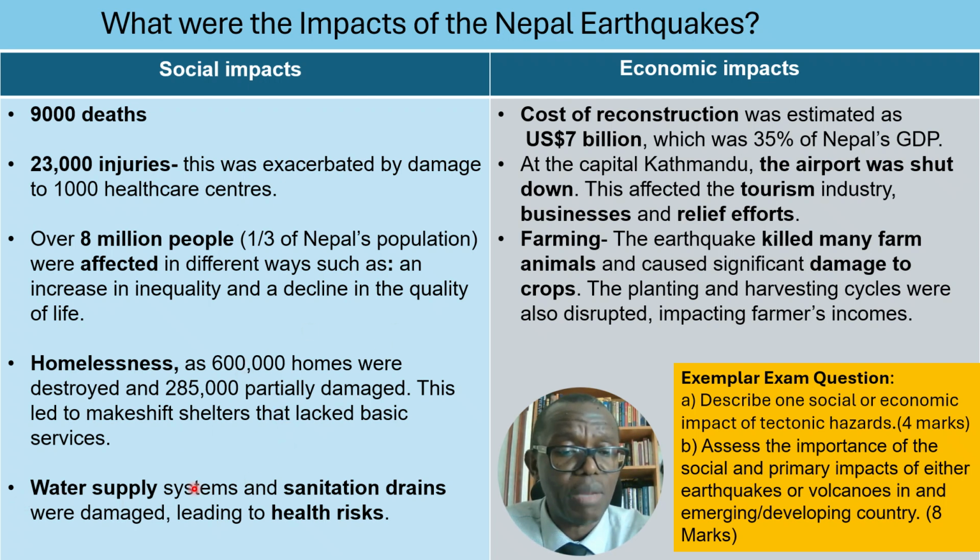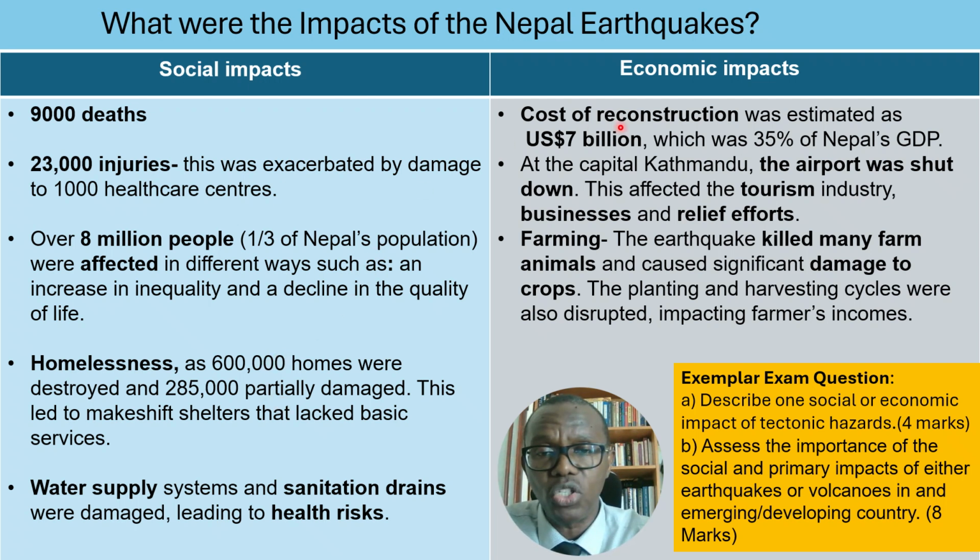Then we have water supply systems that were destroyed and sanitation drains that were damaged as well. So this again also led to health risks, which then also puts a strain on any healthcare system or centers that have been left and damaged in the earthquake.